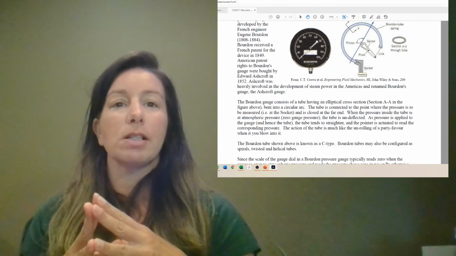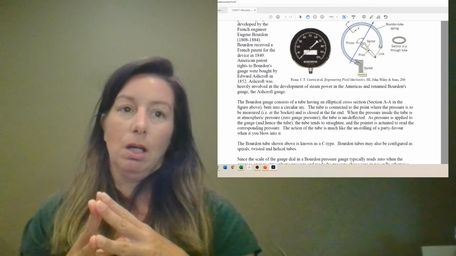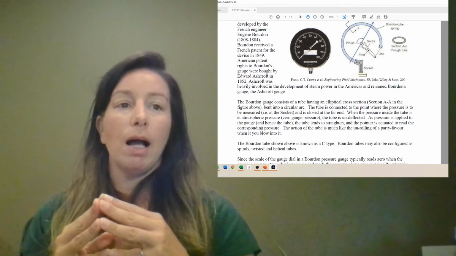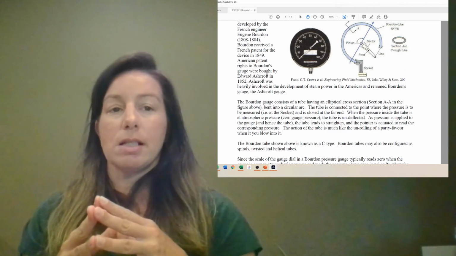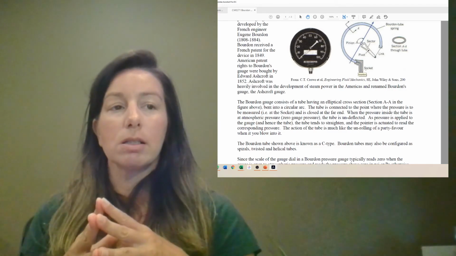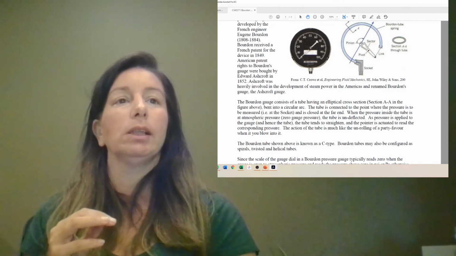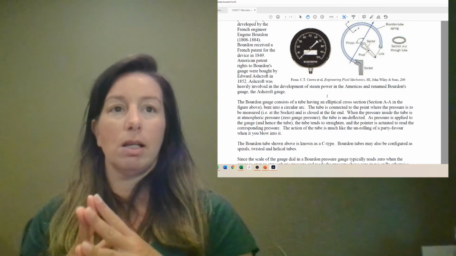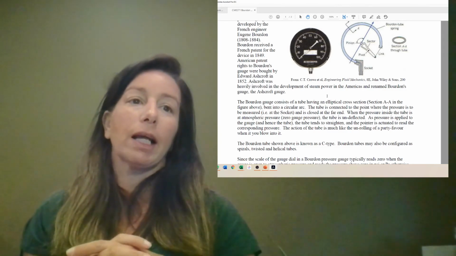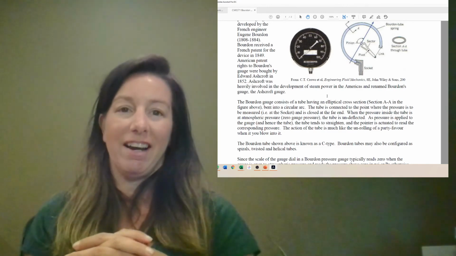When the pressure inside the tube is at atmospheric pressure, so that's that 0 gauge, remember, the tube is undeflected. When pressure is applied to the gauge, the tube tends to straighten and the pointer is actuated to read the corresponding pressure. So the tube changes, this little thing moves around, and you have some sort of weird calibration in there. The action of the tube is much like an unrolling of a party favor when you blow into it. So, fun.